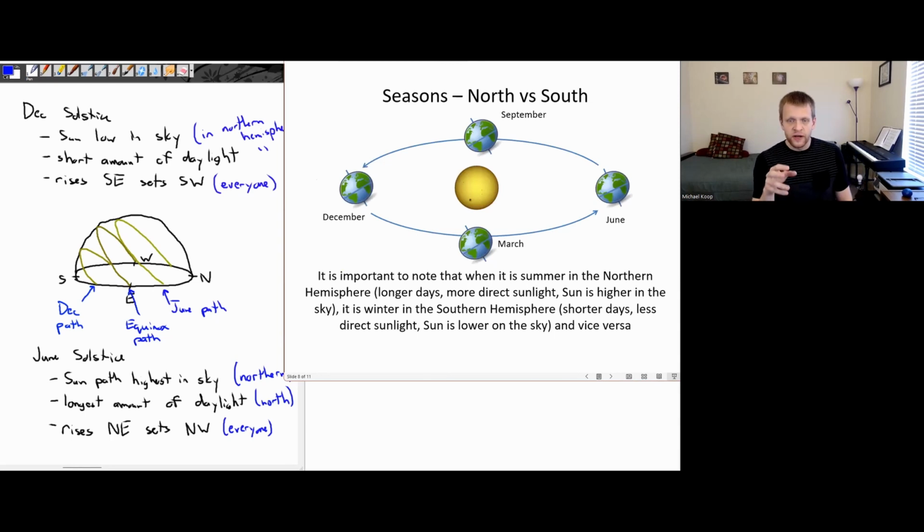As I mentioned before, it's important to note that when it's summer in the northern hemisphere, so longer days, more direct sunlight, sun is higher in the sky, it's winter in the southern hemisphere. So there would be shorter days, less direct sunlight, and the sun would be lower in the sky, and vice versa. Again, I don't want to be mentioning this every class, but flat Earth models fail to get both of those seasonal patterns to match up. Whereas this spherical-ish Earth being tilted on its axis describes it pretty succinctly.